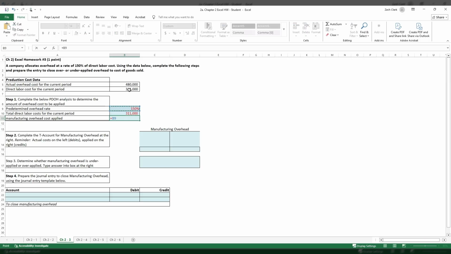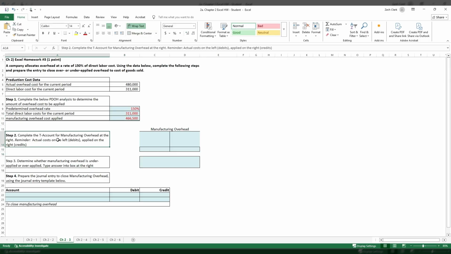And then we just multiply those together to get our total. When we are doing job costing, we're going to apply this typically to an individual job. But this problem is just asking us in total, not by specific job, how much overhead will we have applied using that 150%. So the answer is $466,500.